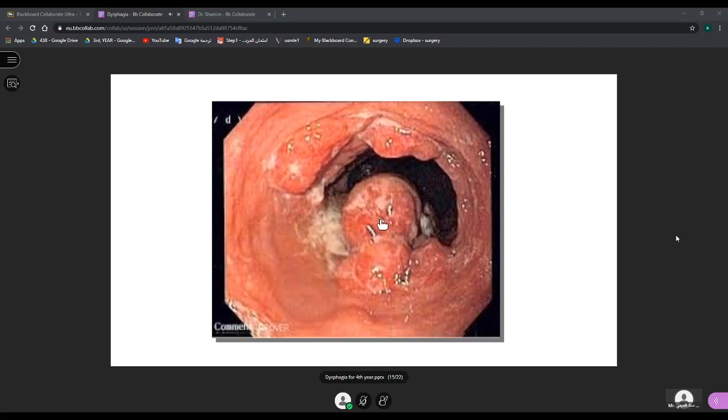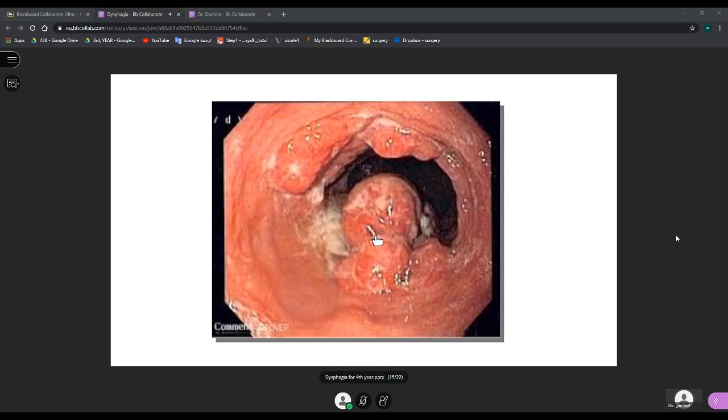Doctor, are all tumors of the esophagus malignant or cancer? Like there is no benign tumor? No, there are. Actually, there are. You can get, for example, a muscular tumor, like leiomyoma or rhabdomyoma. But most of our cases are cancer. Cancer is the most common.